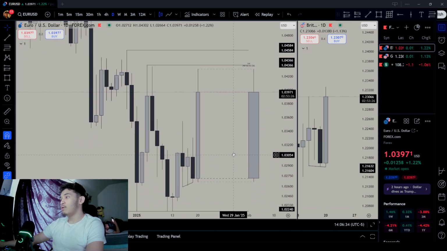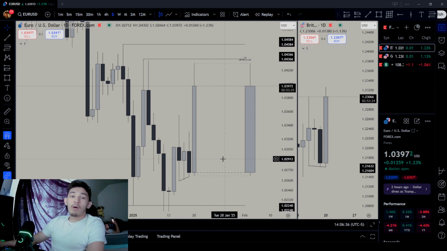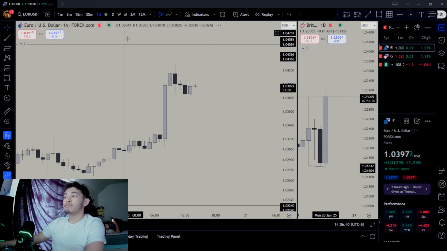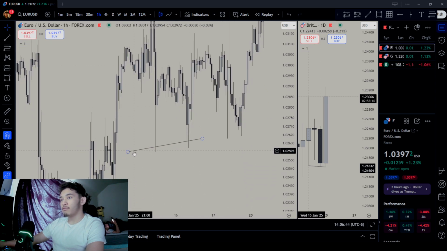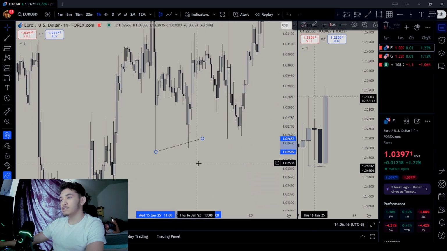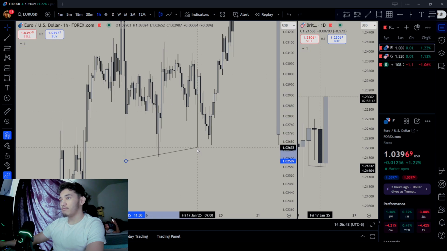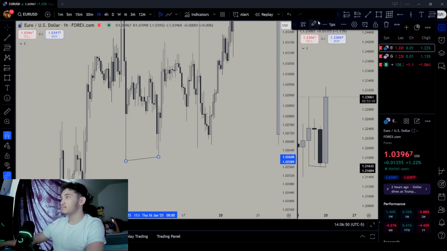And now let's talk about how to confirm an SMT divergence. What's the confirmation of an SMT divergence? It's very simple. All you've got to look for is model number 1 for the confirmation of the SMT divergence. So the SMT divergence happened from here. You could say this scanner right over here.